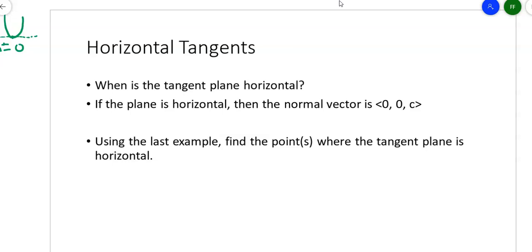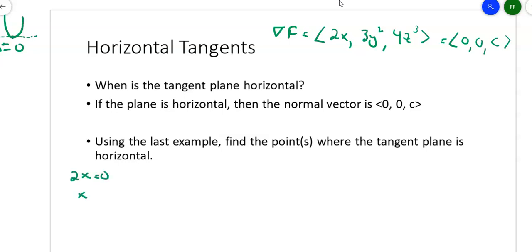So, using the last example, find the points where the tangent plane is horizontal. Just as a reminder, I'll put the gradient up here. The gradient we came up with was 2x, 3y squared, 4z to the third. And I want this gradient to equal 0, 0, c. Okay, what do I know? Well, if 2x is equal to 0, then x is 0. If 3y squared is equal to 0, then y must be 0.